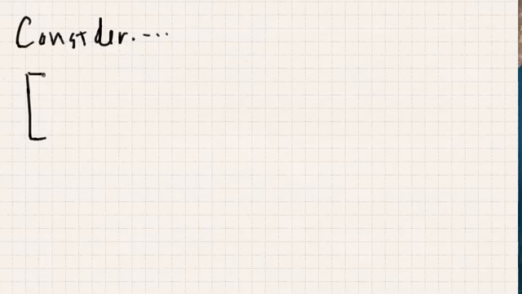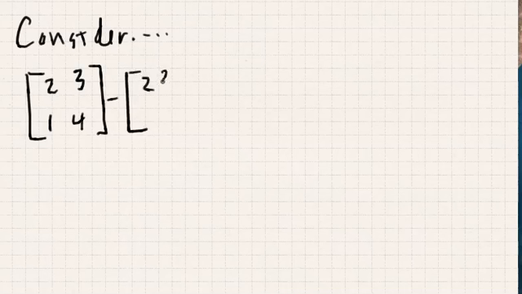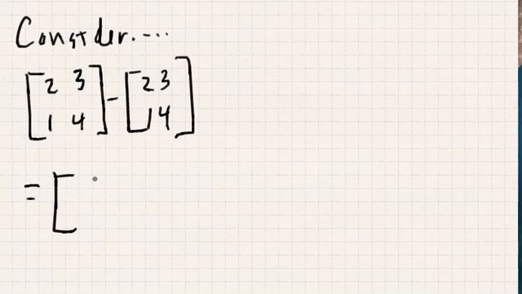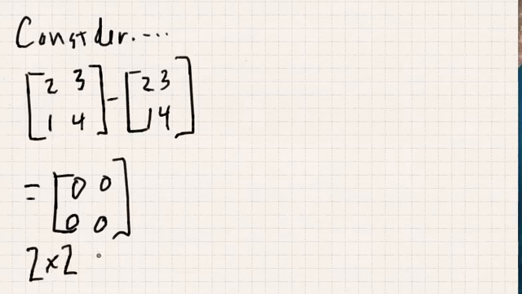Now, what happens if I subtract a matrix from itself? Let's take 2, 3, 1, 4, and I subtract 2, 3, 1, 4. What do I end up with? I guess it's not a big surprise. 2 minus 2 is 0, 3 minus 3 is 0, 1 minus 1 is 0, and 4 minus 4 is 0. Well, we call this the 2 by 2 0 matrix.